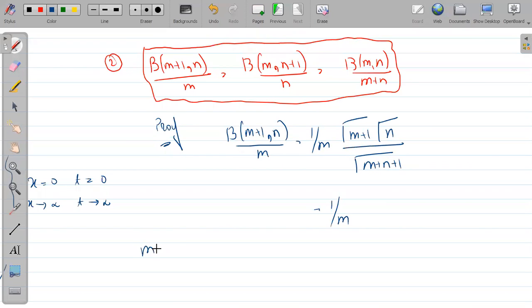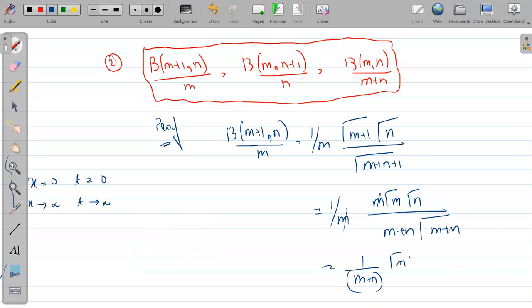So what do you know? Gamma of m plus 1 is what? m into gamma of m. This is a property of the gamma function. You should remember it, how can you forget? So gamma of m plus 1 I am writing as m gamma of m. And the denominator, gamma of m plus n plus 1, is m plus n into gamma of m plus n. m is cancelled. And this is what? Gamma of m, gamma of n, by gamma of m plus n. So is it not beta of m comma n by m plus n?